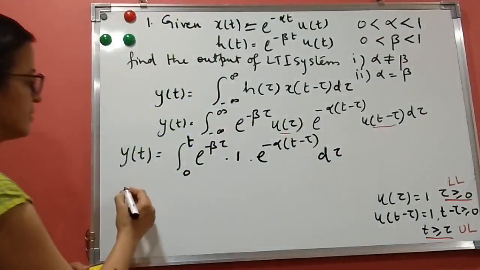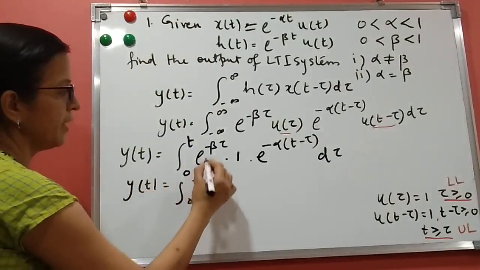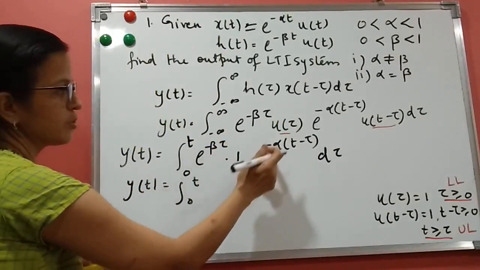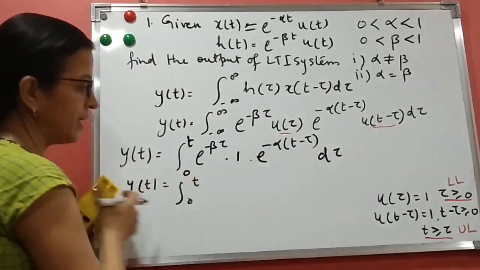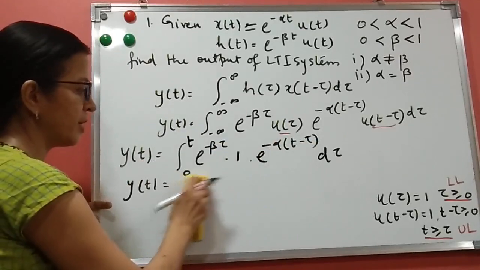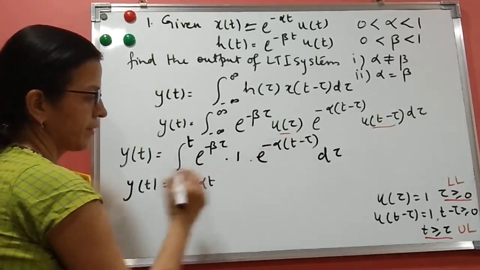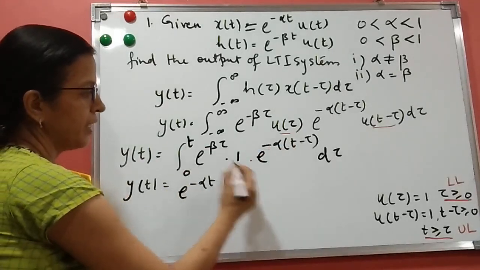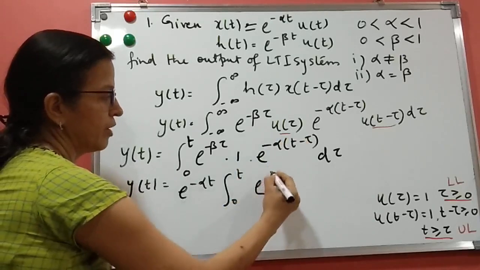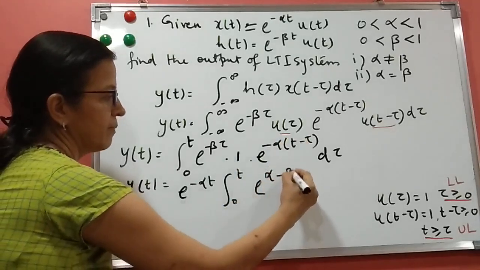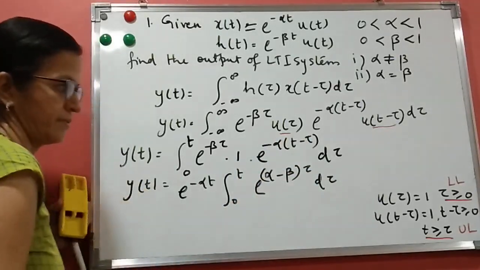Now we'll combine this. You'll write this as y of t equals integral from 0 to t of e raised to minus beta tau times e raised to plus alpha tau. e raised to minus alpha t is constant, it is not depending on tau, so I am writing it outside. Inside you are getting the integral from 0 to t of e raised to minus beta tau e raised to plus alpha tau. So we'll write down here e raised to (alpha minus beta) tau. I have combined it, I have written like this.